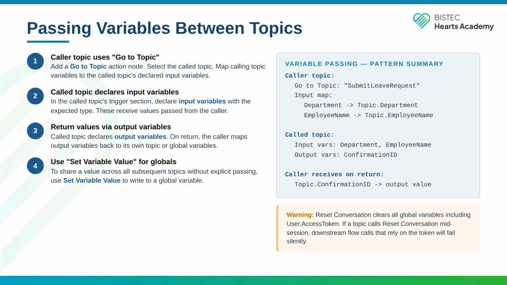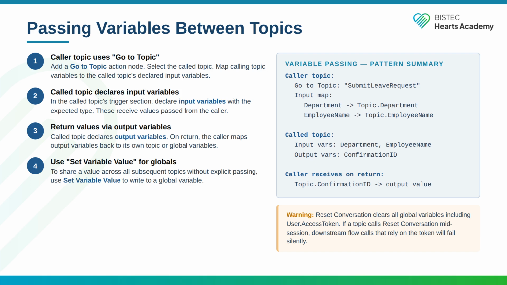In the calling topic, add a go-to-topic action node, select the target topic, and map calling topic variables to the called topic's declared input variables. This mapping is explicit and type-checked at authoring time. In the called topic, declare input variables in the topic's trigger configuration with the expected types. These receive the values passed from the caller at runtime.